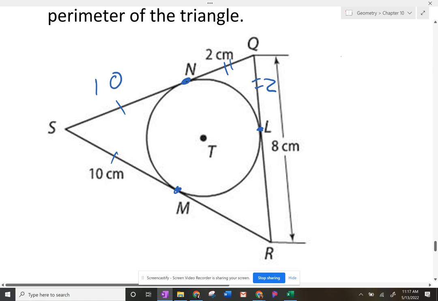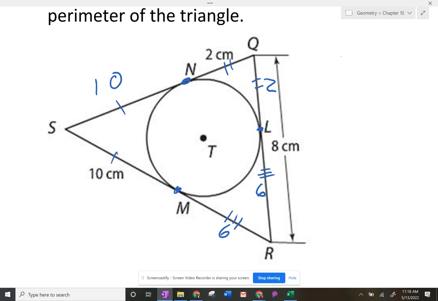Okay, we got to do a little bit of math to figure it out. But how long is LR going to be? How'd you get 6? 8 minus 2. Because it gives you the full length. That means that this length is going to be 6. So how long would MR be? Also 6.